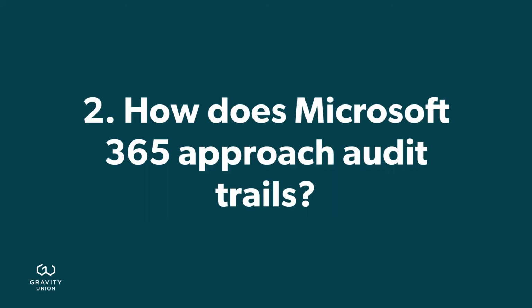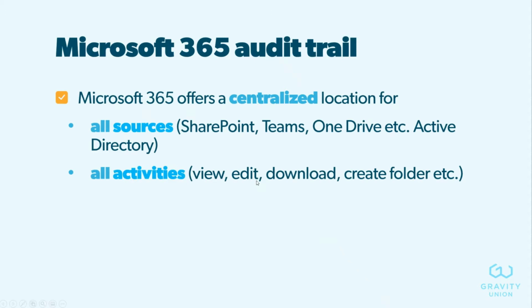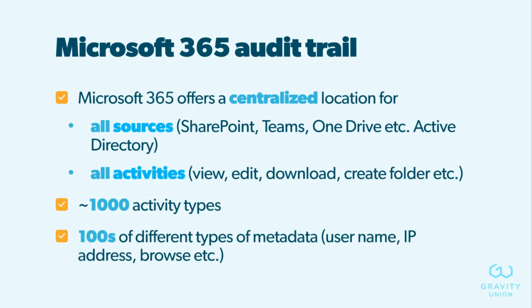So how does Microsoft 365 approach audit trails? Unlike the previous version, it's now centralized. So everything to do with Microsoft 365 is in one location for an audit trail. So whether we're talking about Active Directory or SharePoint or OneDrive, it's all in one location, which is pretty cool. It's all activities. So every single thing, thousands of activity types are being captured, and then there's hundreds of different pieces of information. So usernames and IP addresses and lots of cool data.